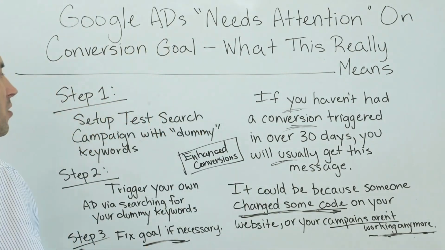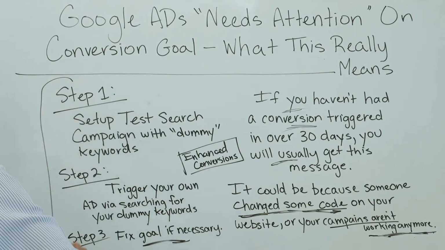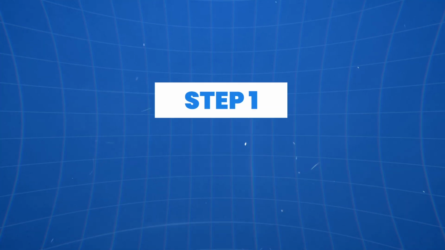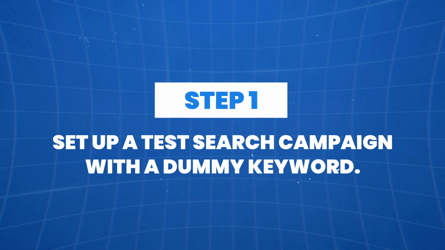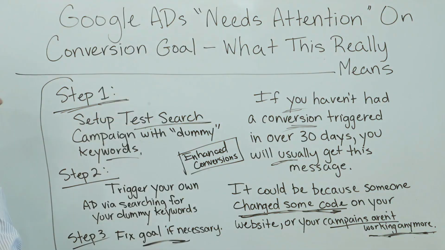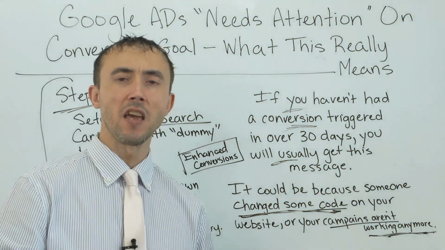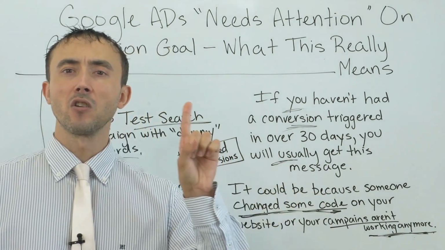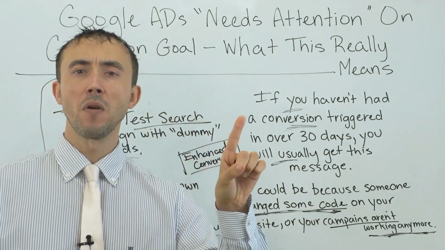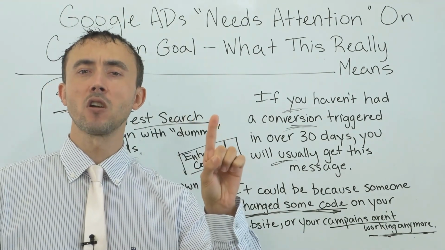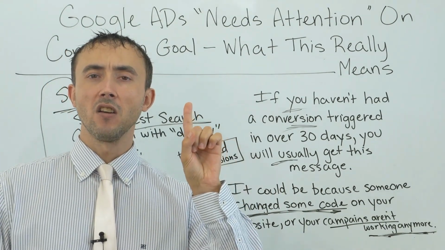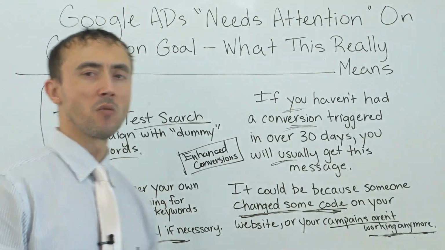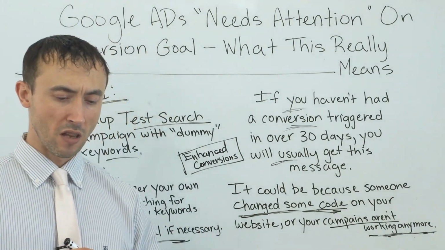So that said, this methodology, so you know if you replace the code's working now, what you're going to do is step 1, set up a test search campaign with dummy keywords. Okay, so regardless if you're running a display campaign, YouTube ads campaign, whatever you're running, doesn't matter. You're going to create a test search campaign because it's easy to test your conversion goal with a standalone search campaign.